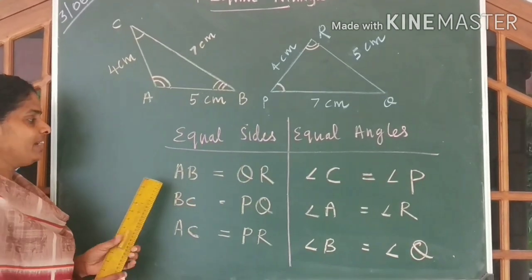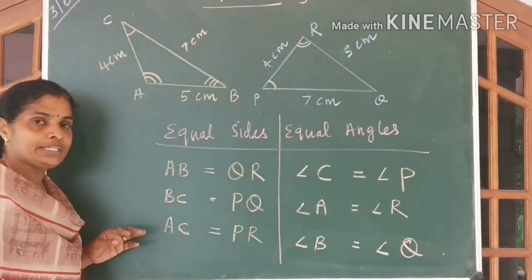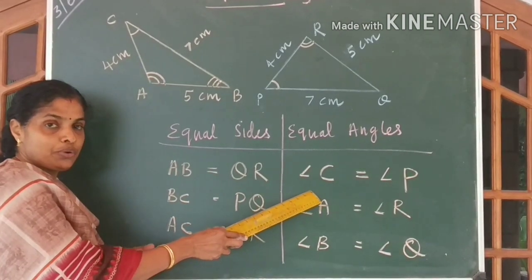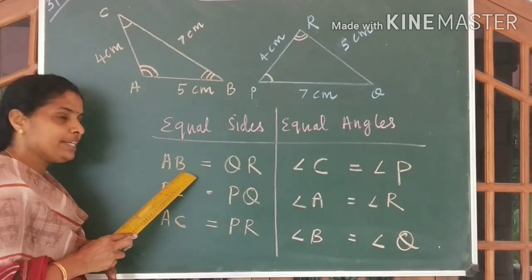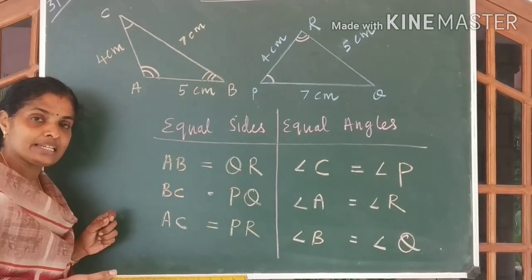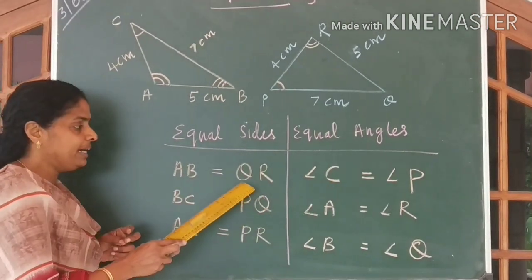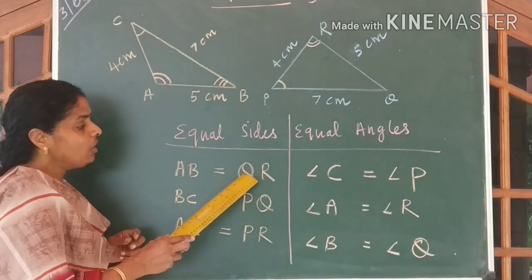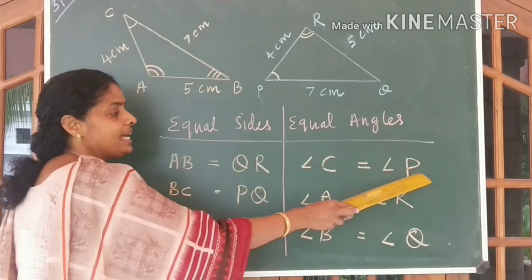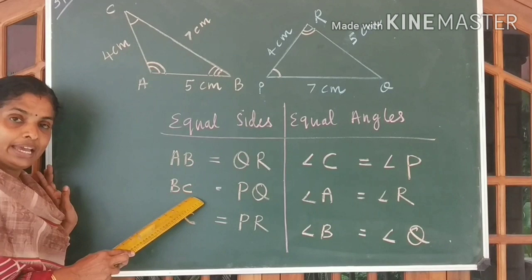Is it clear? Now, without using the figure also, you can fill this table. I will teach you how. Opposite to AB, for a triangle, there are only three vertices. So, opposite to AB, you have C. Similarly, in triangle PQR, opposite to QR, there is only one vertex left. That is angle P. Again, opposite to BC, we have A.